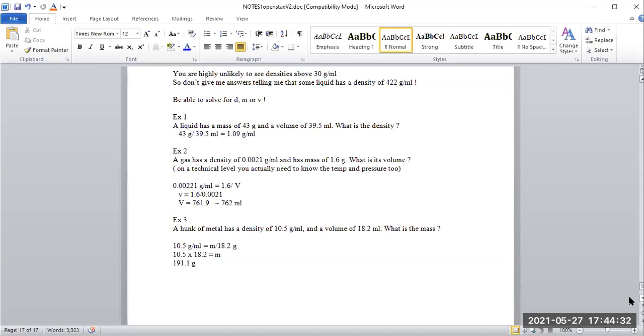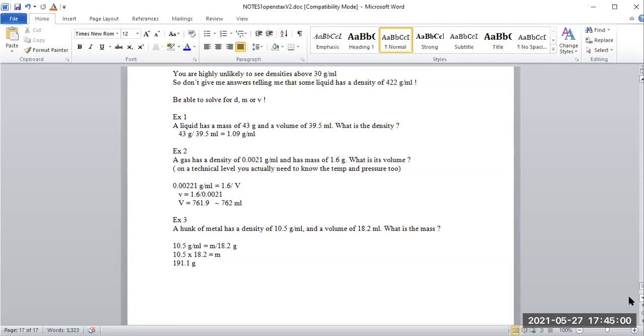What if you had a liquid? Okay, we did pipetting of liquids for those people who had lab yesterday. 43 grams in a volume of 39.5. That one's kind of the most straightforward version of the equation. Take your grams divided by your mils. 43 divided by 39.5 will give you 1.09.